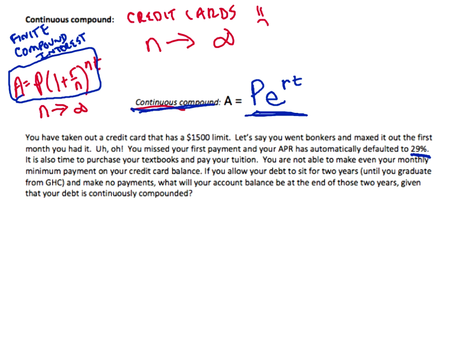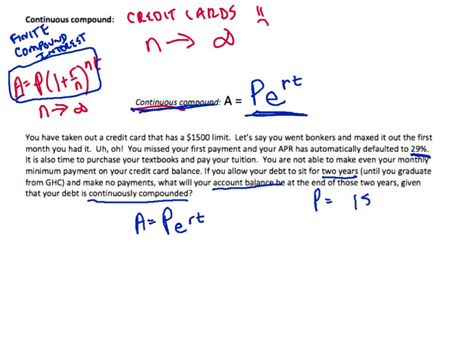So if you allow your debt to sit for 2 years until you graduate from GHC and you make no payments on it, what will your account balance be at the end of those 2 years, given that your debt on this credit card is continuously compounded? So we're going to use the Pert formula to figure this out. A equals P times e raised to the rt.